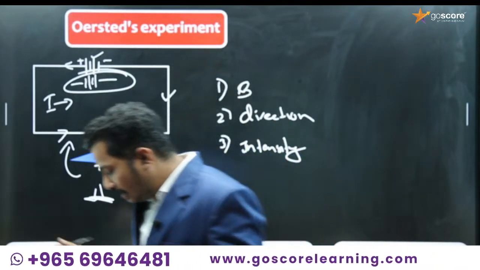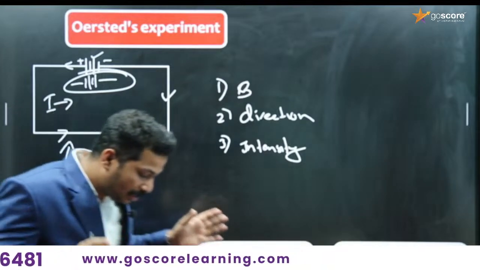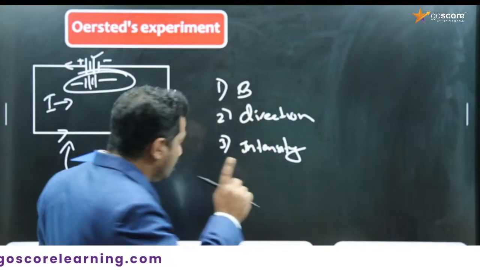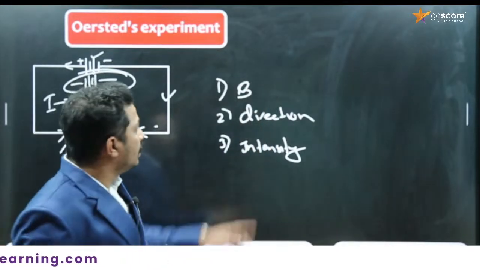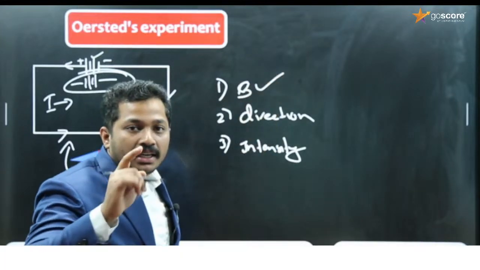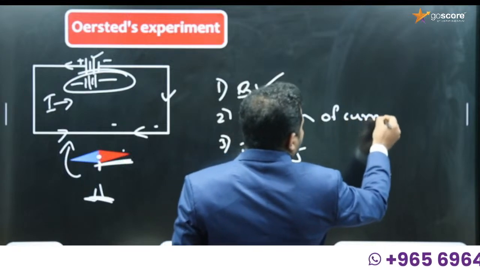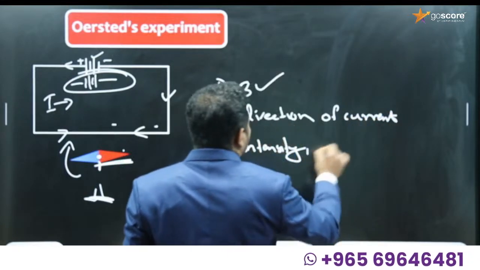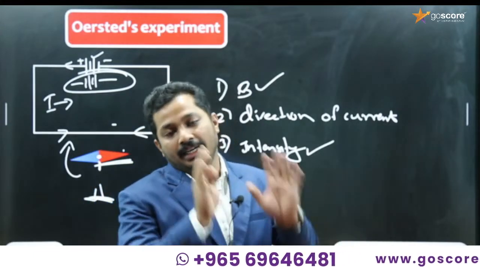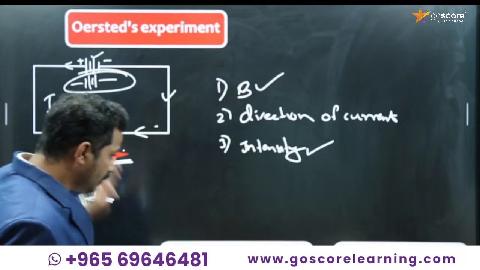So these are some preliminary ideas about Oersted's experiment, even though it is not a vast area in our syllabus, it is simply mentioned in our syllabus. Okay, so the point you have to remember is the current carrying conductor creates a magnetic field, and the direction of magnetic field depends on the direction of current. So third point, the intensity of magnetic field increases with the intensity of current. Okay, so these are the points we have to remember about Oersted's experiment.